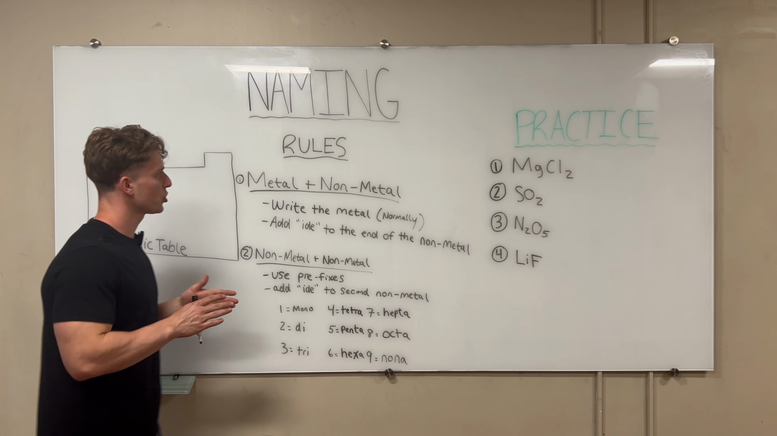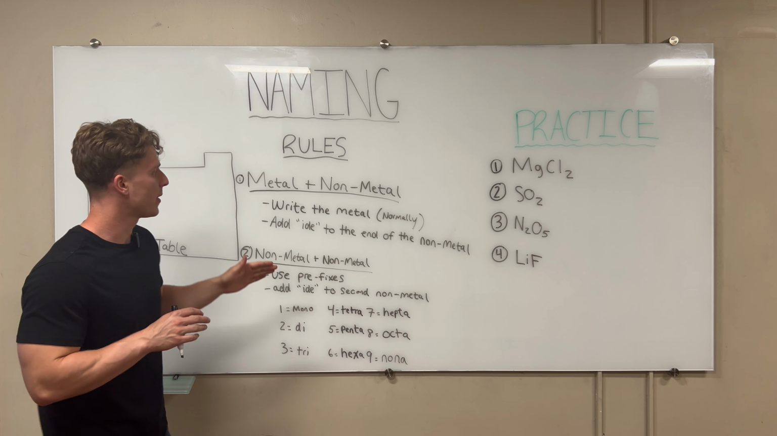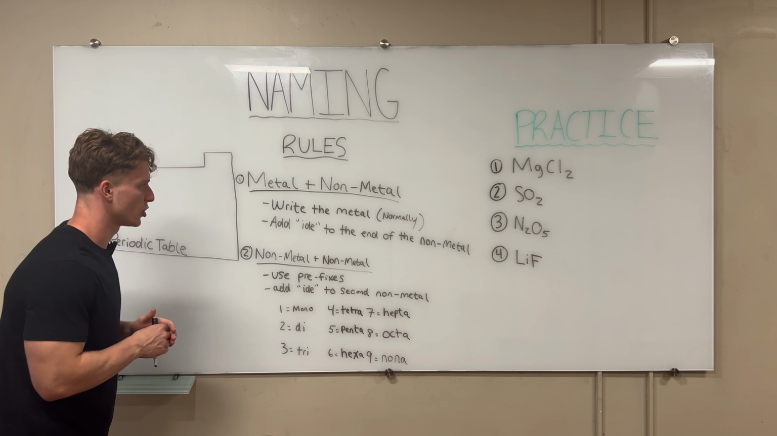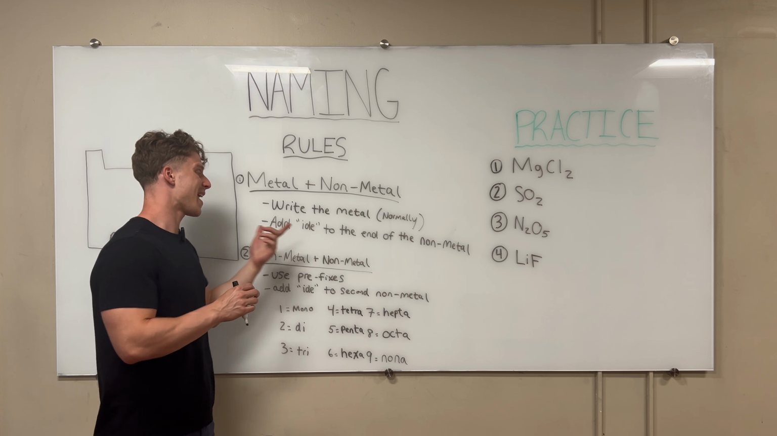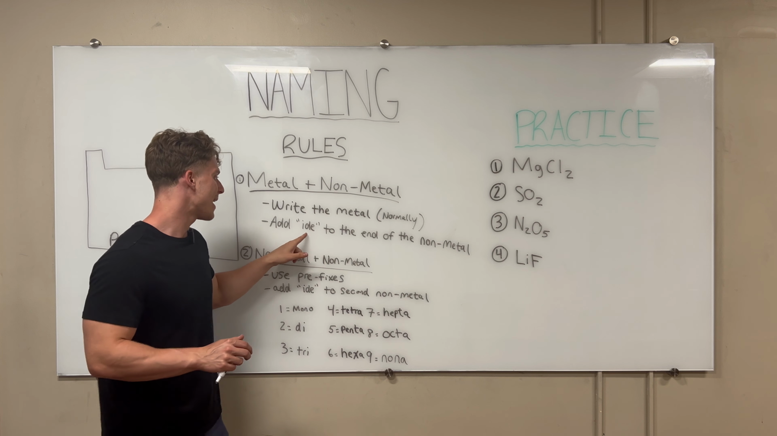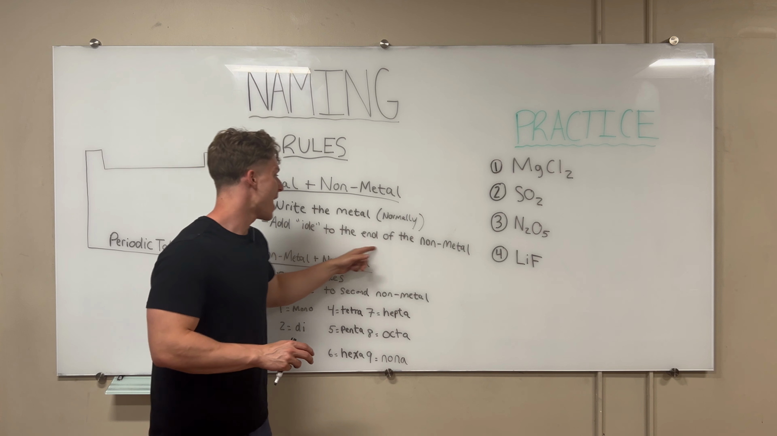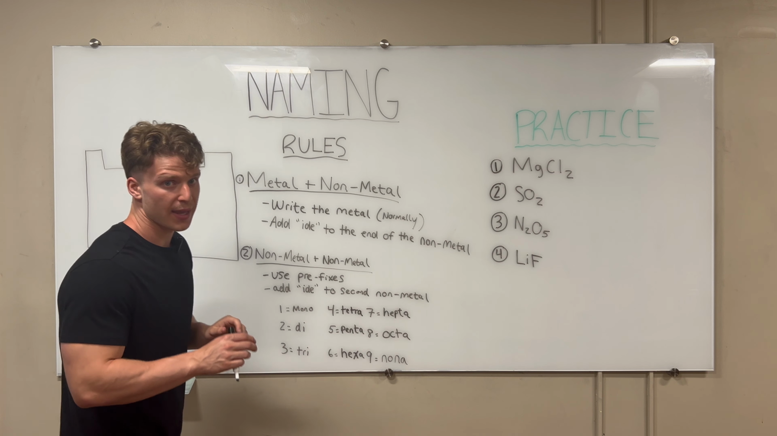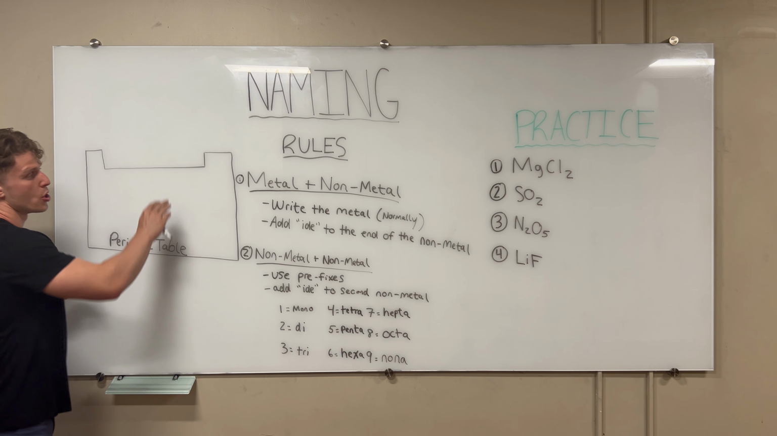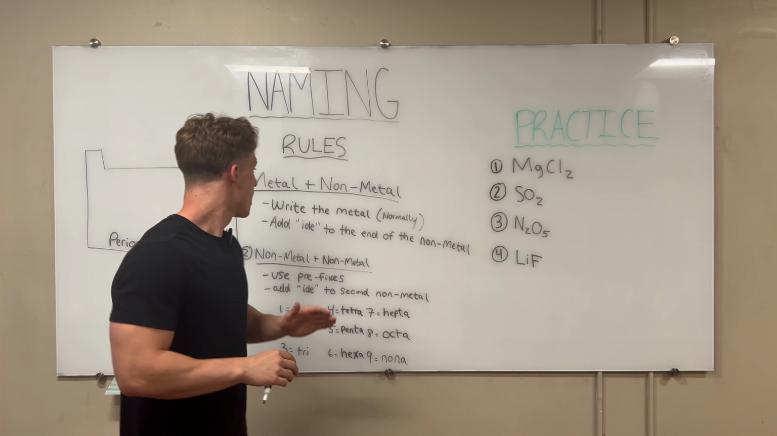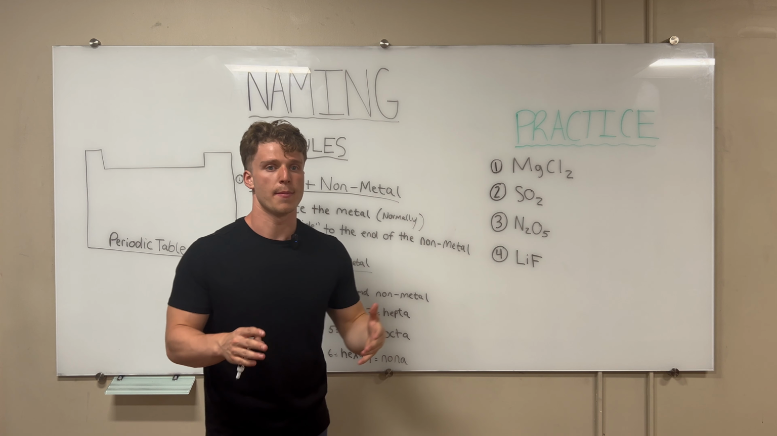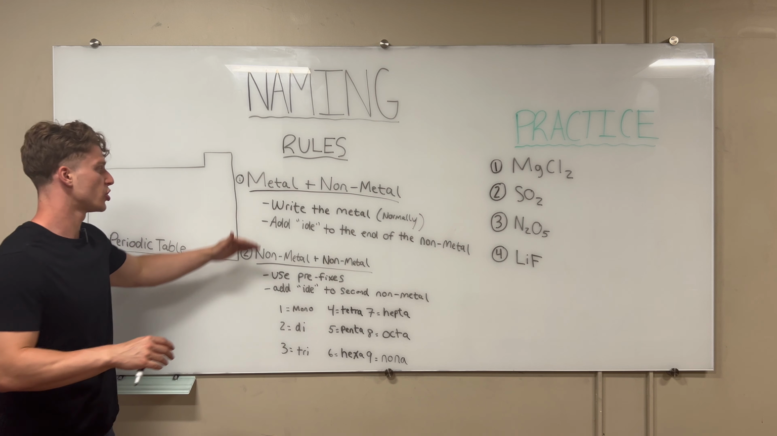In our first scenario, we have a metal coming together with a non-metal. In that situation, we write the name of the metal without changing it, and we add "ide" to the end of the non-metal. One thing that's important to know is where the metals and the non-metals are on the periodic table. If you're not sure whether it's a metal or a non-metal, you could run into issues on which set of rules to follow.